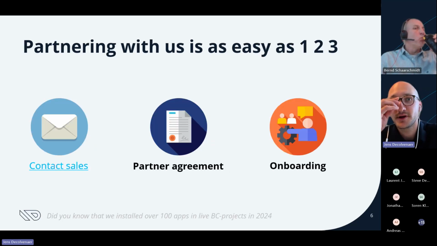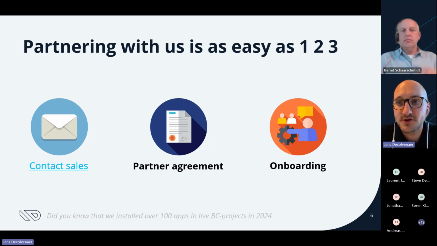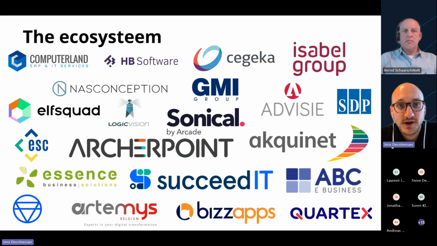If you're interested in becoming a partner after the demo today, it's just as easy as 1, 2, 3. Just contact sales through our website or the link on this slide. We will send you a partner agreement that allows us to protect our IP and will ensure that you get the commission on every app license you sell. And once that agreement is signed, we will onboard you and you are all set. Here's a quick glimpse of our ecosystem. Many partners in Europe, but also throughout the rest of the world, have joined the Dynavision ecosystem.